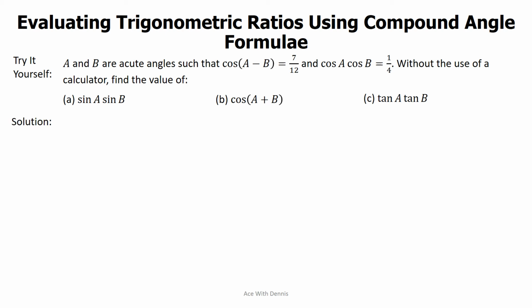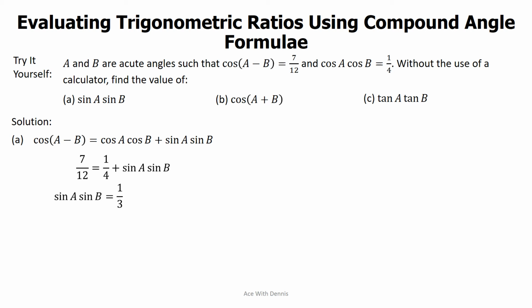Alright, here is the solution. For (a), we know that cosine(A minus B) equals cosine A cosine B plus sine A sine B. Just plug in the values, right? Cosine(A minus B) is 7 over 12, cosine A cosine B is 1 over 4. So we get sine A sine B equals 1 over 3.